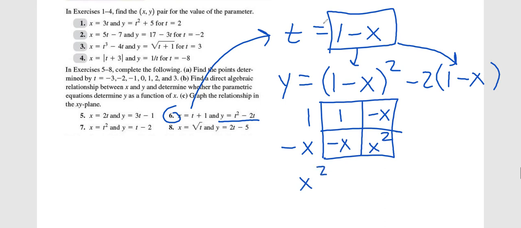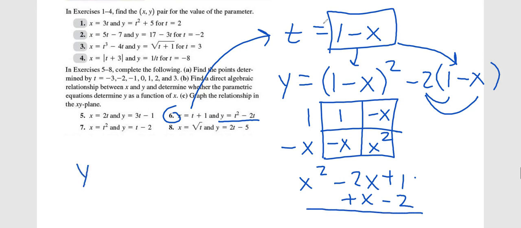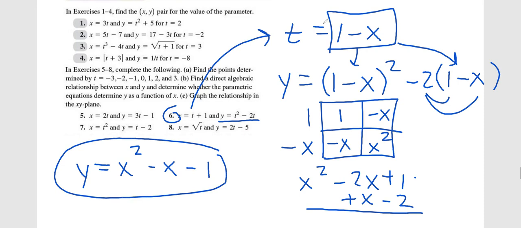So I get x squared and a minus 2x and a plus 1, and then of course if I distribute that, I get minus 2 and a plus x. So I end up with y equals x squared minus 1x minus 1 as my final. Now, did I do anything in there that kind of got weird or difficult? Okay. Just combine like terms after I did my multiplication.